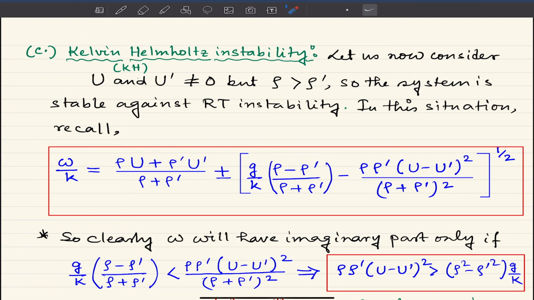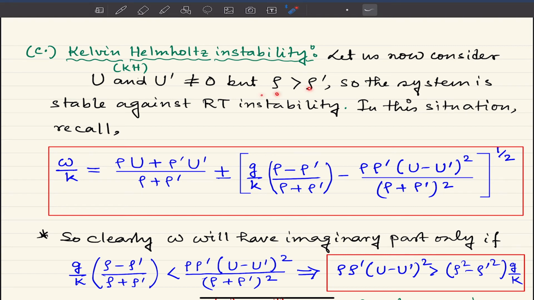Now the last one of the lot. After that we will end this discussion. The last one is the so-called Kelvin-Helmholtz instability. So what is that? For Kelvin-Helmholtz instability, we will make u and u prime non-zero. But if they are non-zero and equal, then again you can see this term will be 0. So we will always have some stability. There is nothing interesting. So we will not only make them non-zero, but make them different.